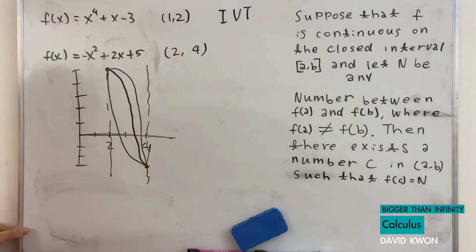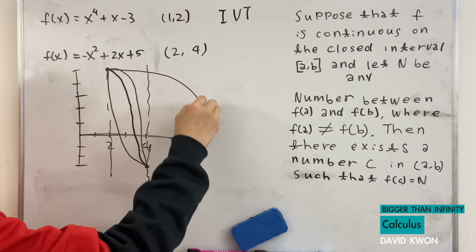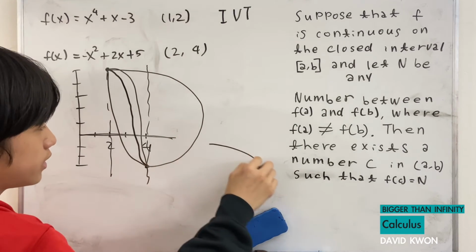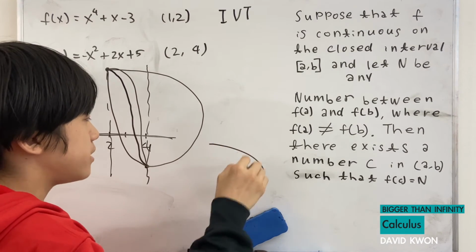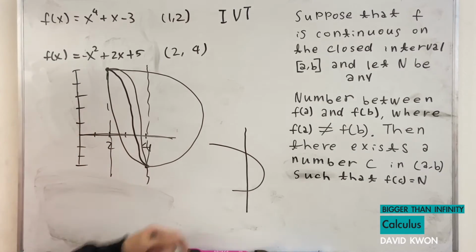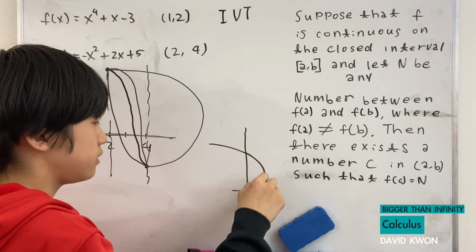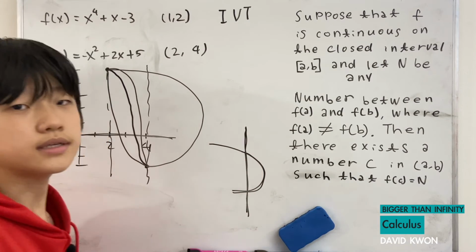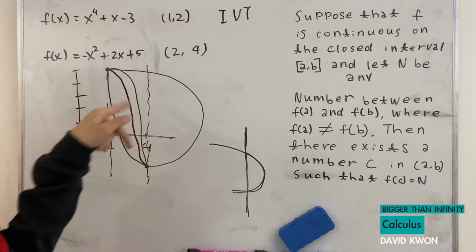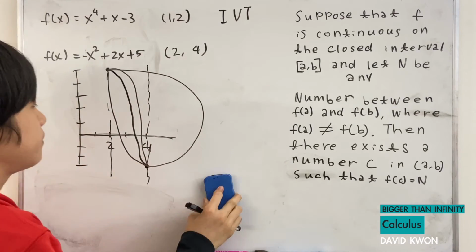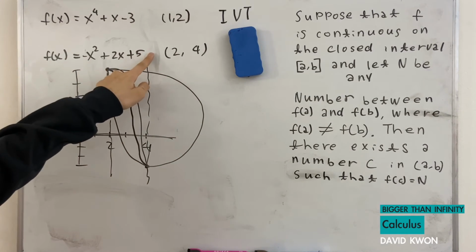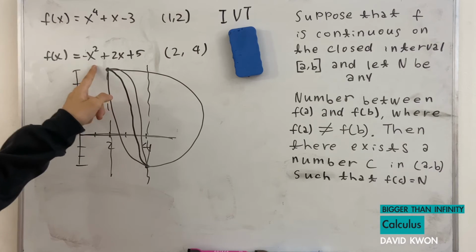But you may ask, can it go like this? But listen, can a function look like this? No, this fails the vertical line test. This is not a function because it crosses the vertical line test, so this is not allowed. And there is no function that actually looks like this. So we have just proven that this value can be equal to 0 for some value of x.